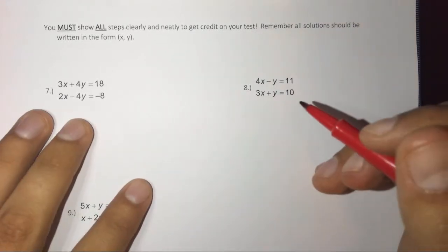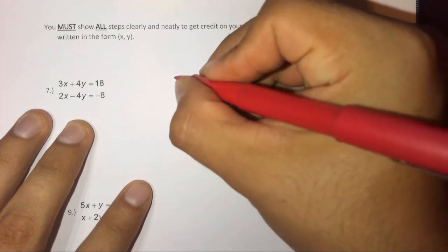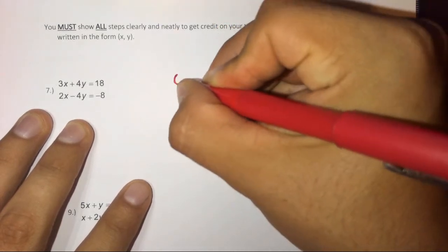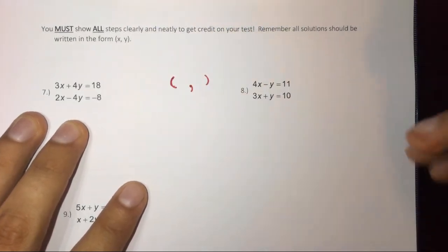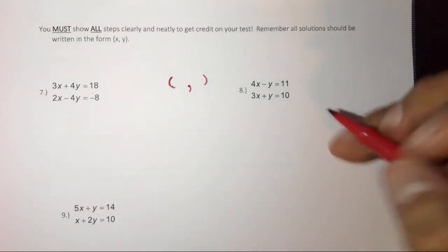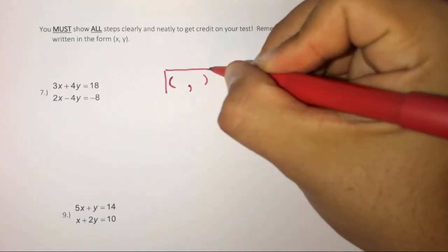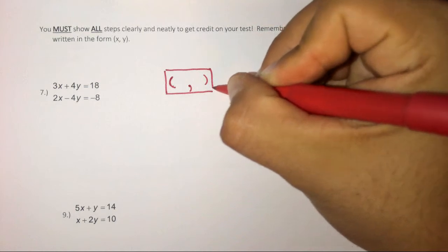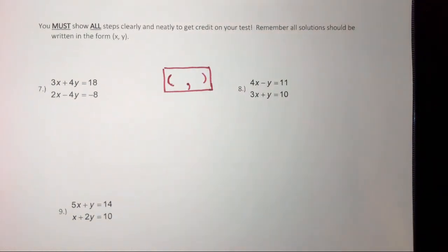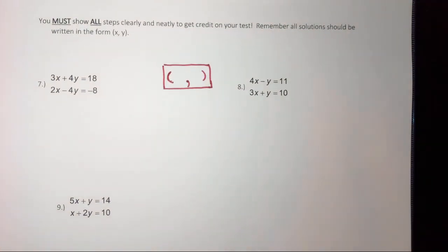Alright, so first thing that I'm going to do is go ahead and write out where I'm going to put my point. So there's kind of like my little outline for my point. That's where my solution is going to be. In fact, I'm going to go ahead and box it in now. That is my final answer, or at least that's where it's going to go.